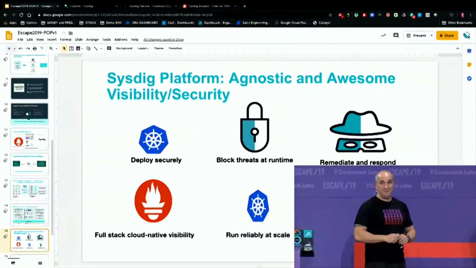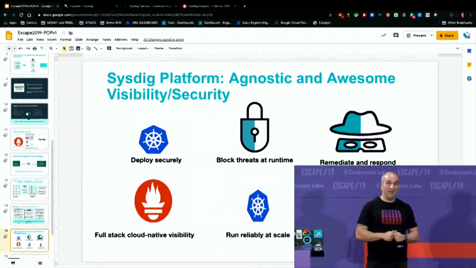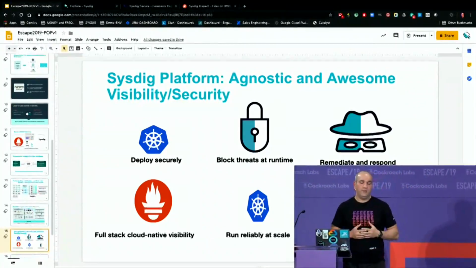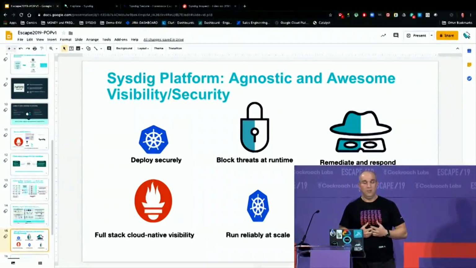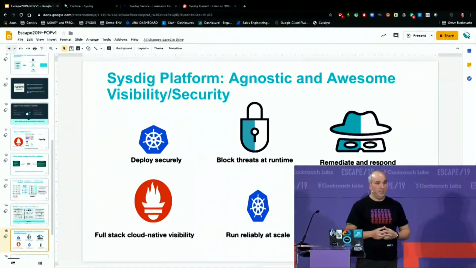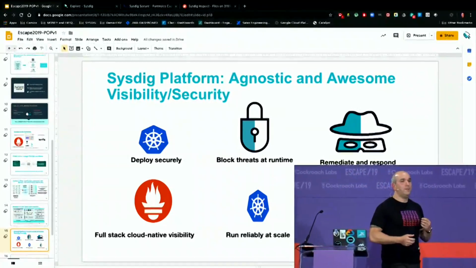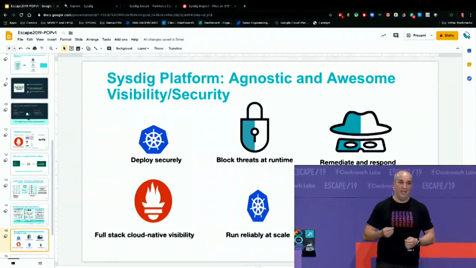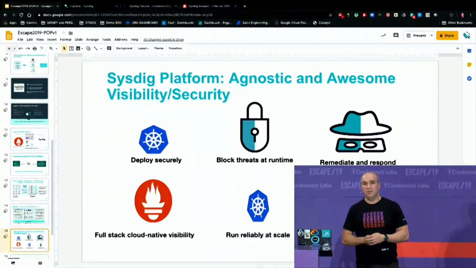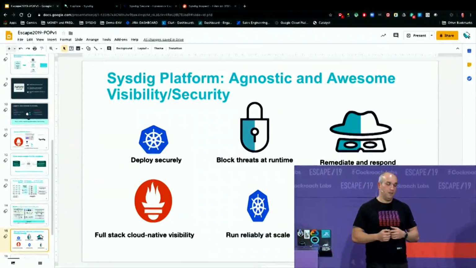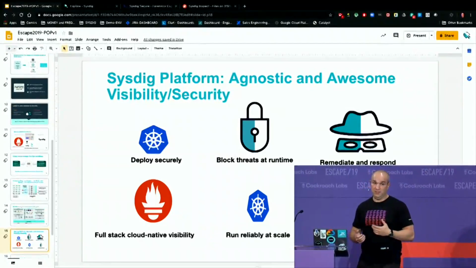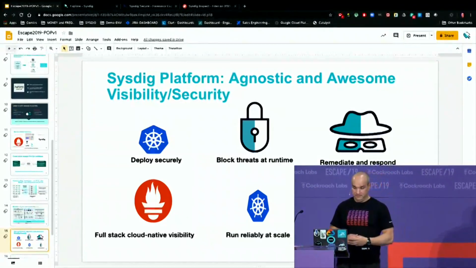So my last slide, and I think I'm early, by a lot. The platform, what our platform does is we help you deploy your application securely. We can help you block threats at runtime. We help you remediate and respond. If you remember when we had that command audit, that's how we're able to integrate with that. Also that full stack of visibility, we're able to integrate via your hosts and the services running on those hosts, run reliably at scale, and then help you troubleshoot issues, because you can utilize this tool to create captures, to do things like troubleshooting DNS issues as well, and those types of things.